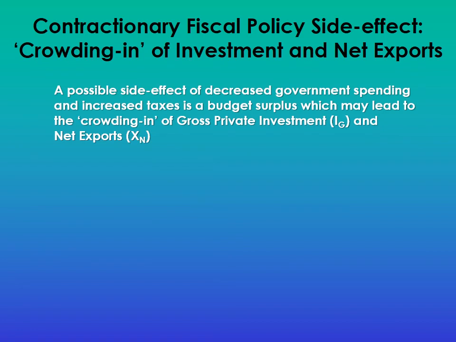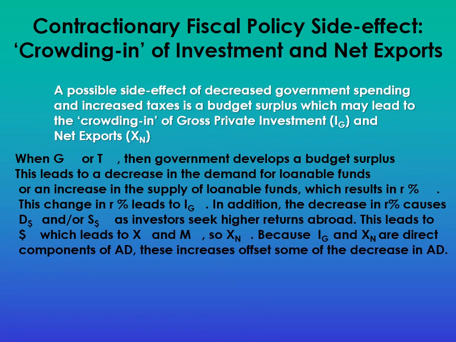So a possible side effect of decreased government spending and increased taxes is what we call a budget surplus, meaning extra money left over. It sounds good, but it may lead to crowding in of gross private investment and net exports. It's kind of the exact opposite of what happens with crowding out. So when government spending falls or taxes rise, the government develops a budget surplus, meaning the government will have extra money left over. Yay!